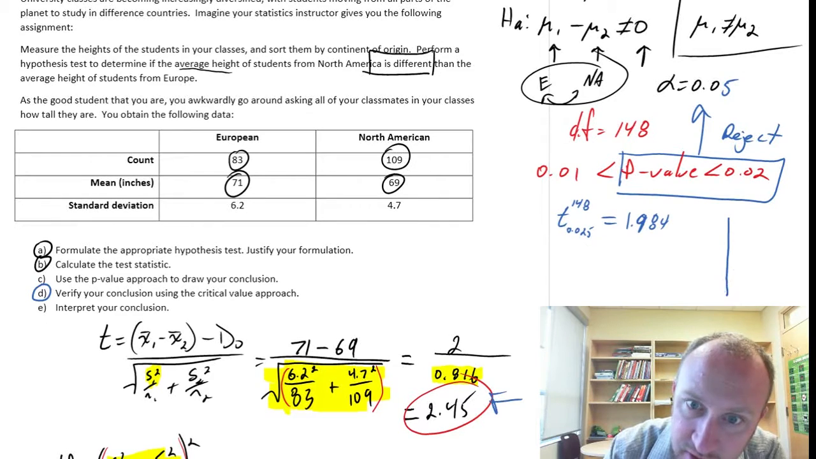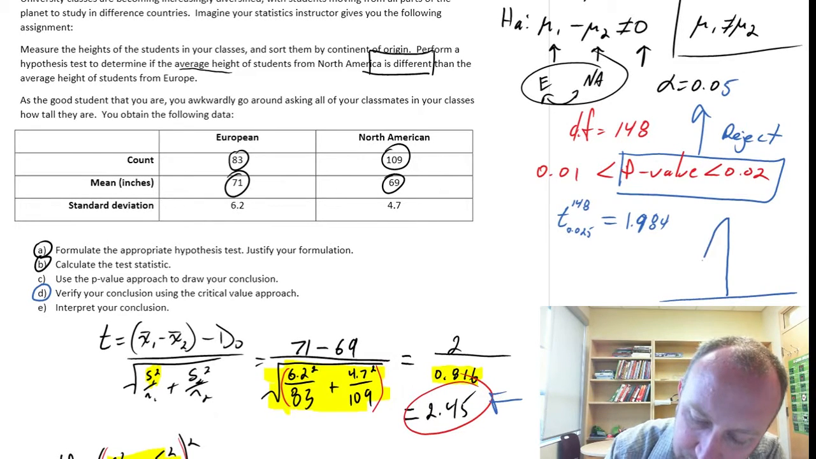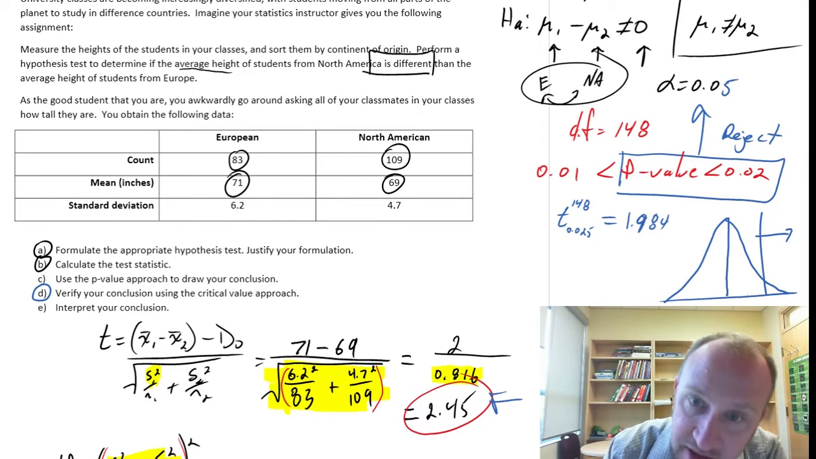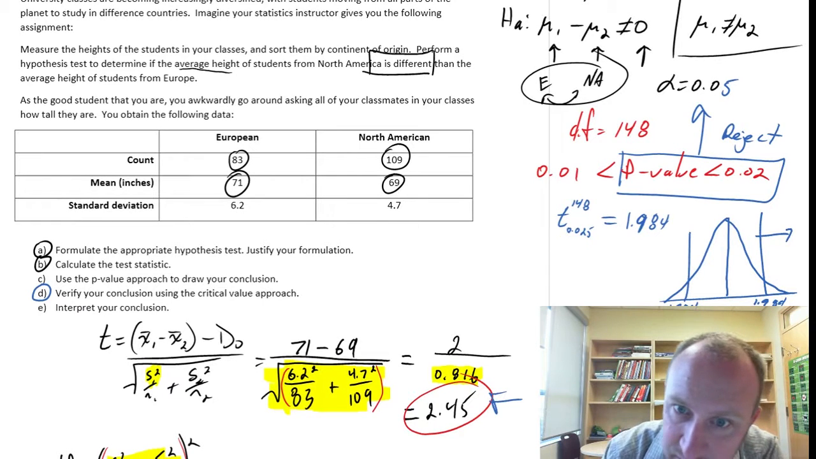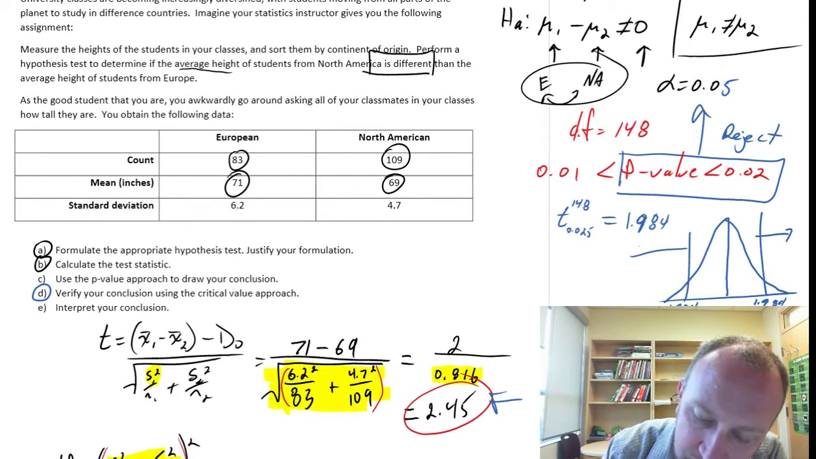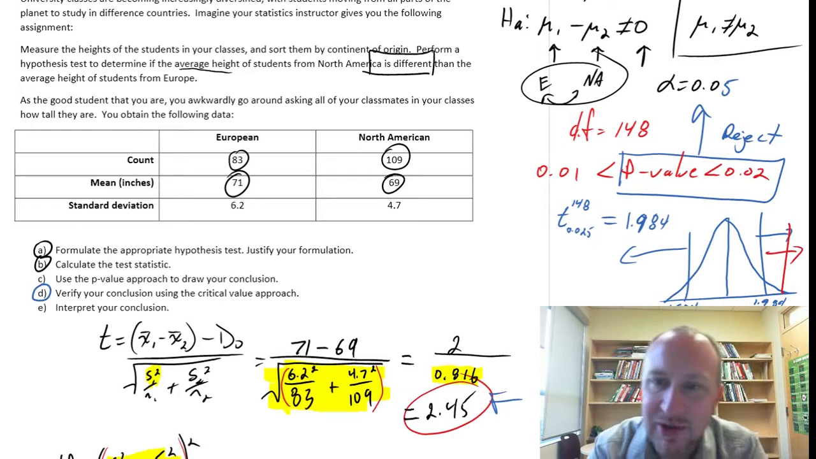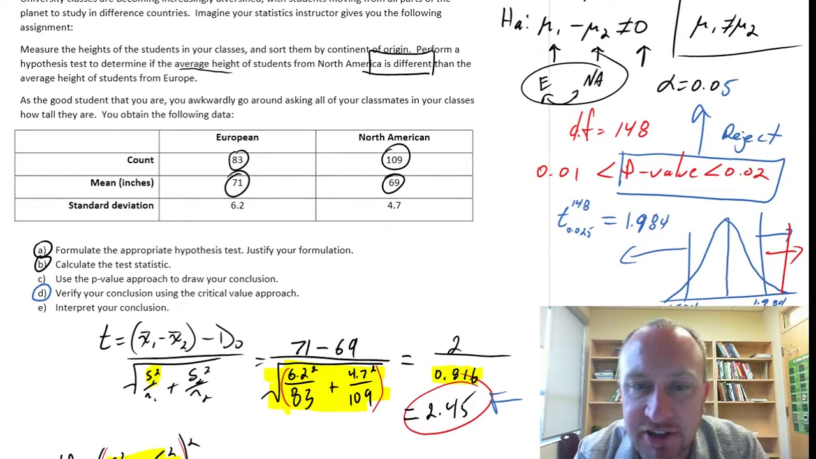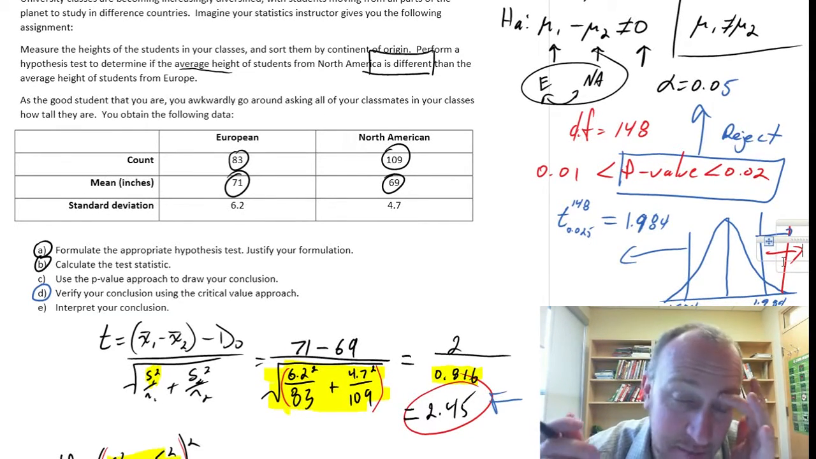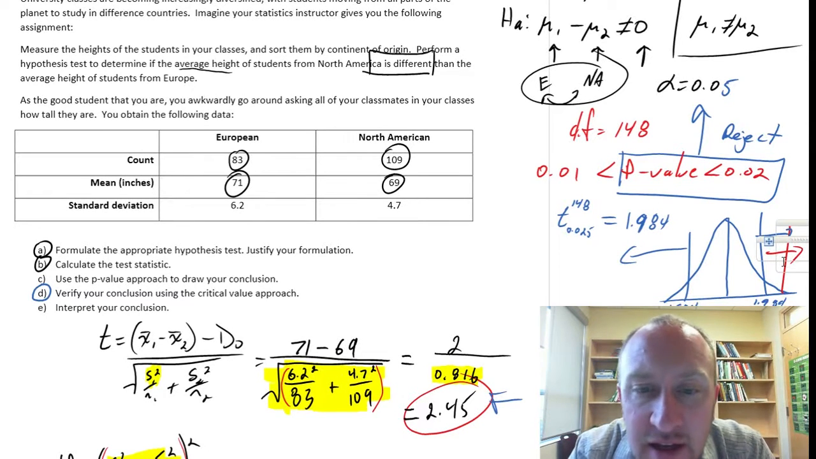And I have room to draw a little distribution in over here. So there's this distribution. And we'd reject if it's larger than 1.984, and if it's smaller than negative 1.984. Our test statistic, however, is well out into this upper tail. It's way out here somewhere. So that is in that rejection space. So again, we get the same conclusion as before.